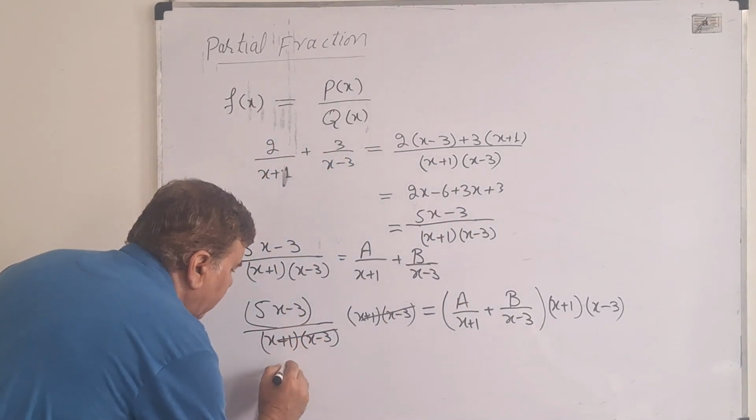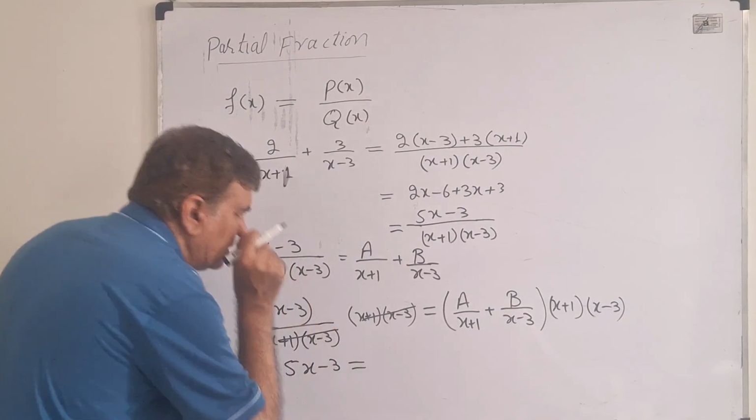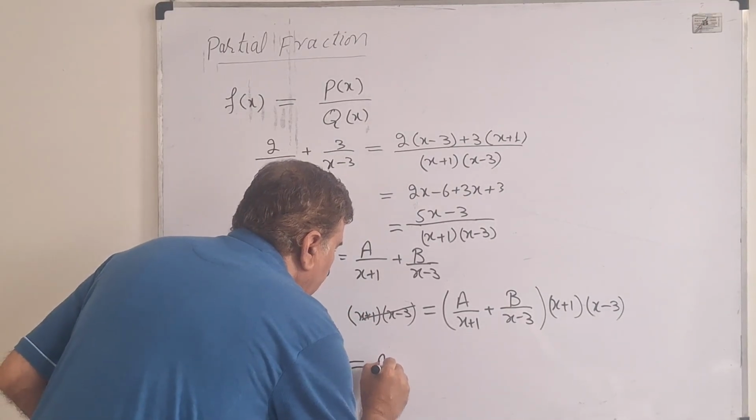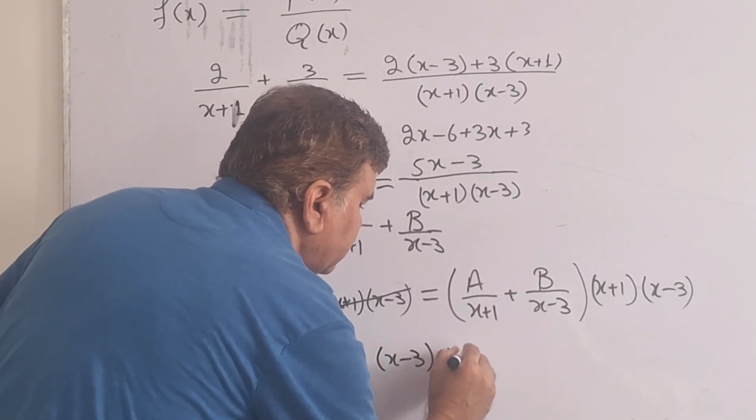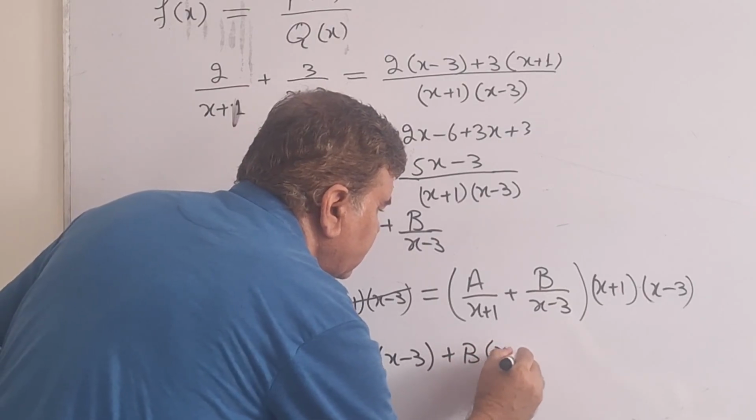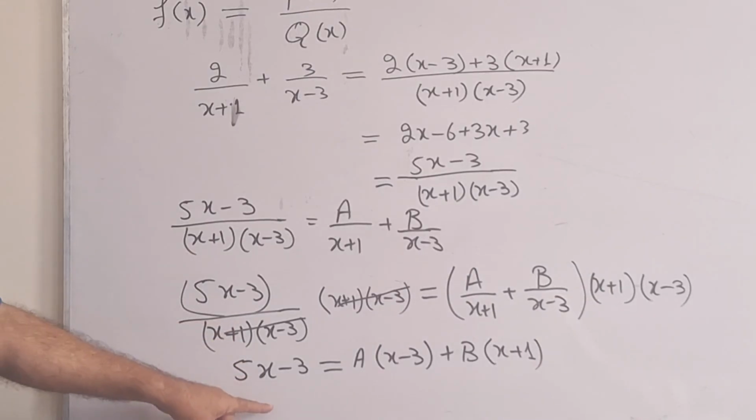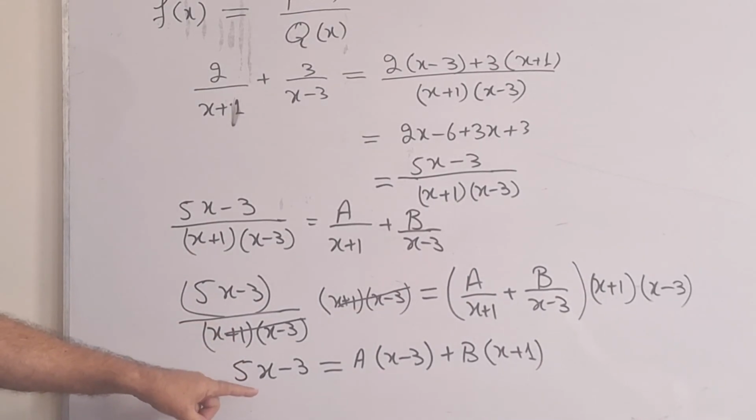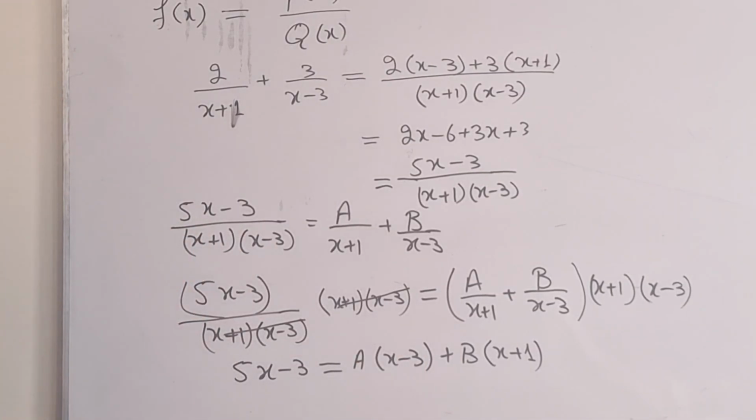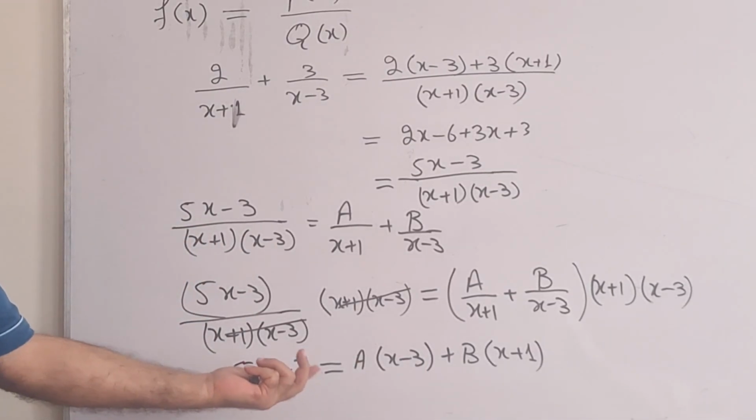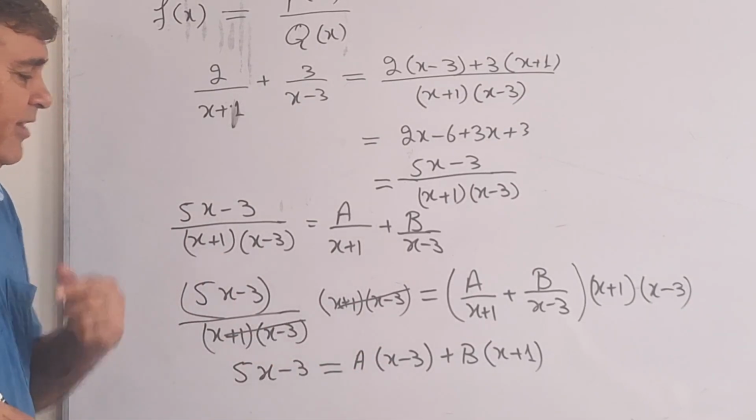So at the end I can put the equation into the form 5x minus 3 equals a into x minus 3 plus b into x plus 1. Okay, now this is the equation that enables us to find the undetermined coefficients a and b. And remember, this is an equation that is valid for all possible values of x.